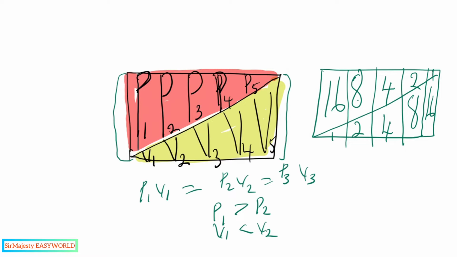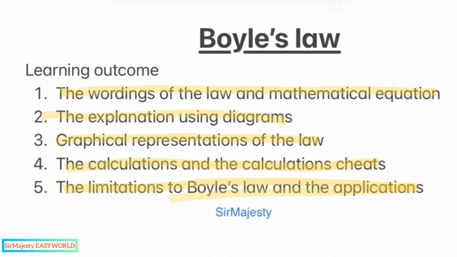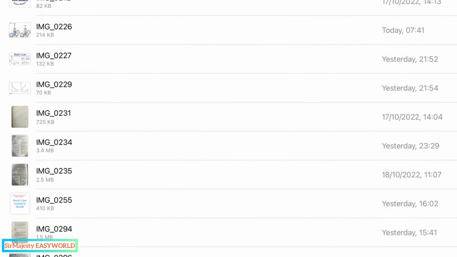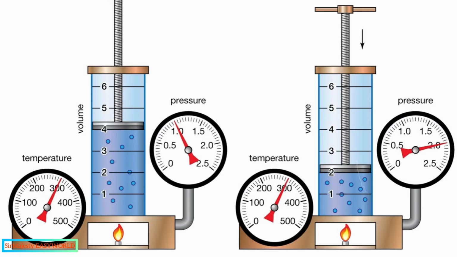So we now go and check the diagrammatic representation again. This is just a way to explain the law. We go to our file. Over here we have a drawing to explain what I've just said.